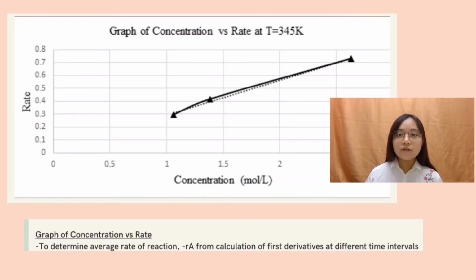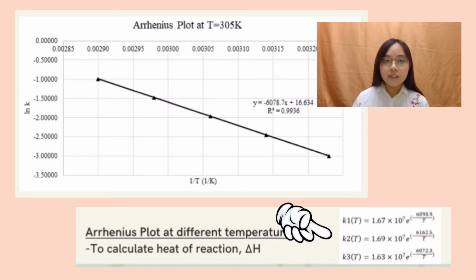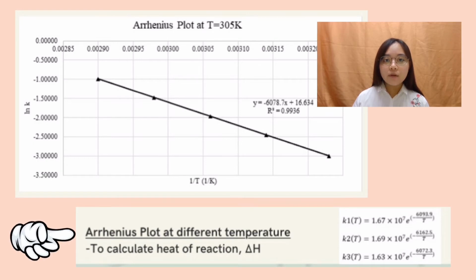Besides, the graph of concentration versus rate is plotted to determine the average rate of reaction, negative rA, from calculation of the first derivative at different time intervals. By using kinetic values from the temperature-time plots, an Arrhenius plot at different temperatures can be plotted to calculate the heat of reaction, delta H.